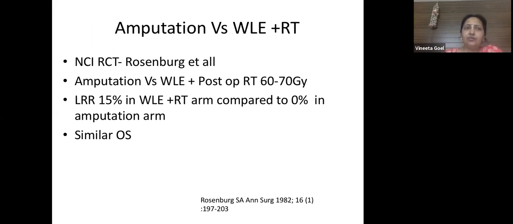Now, as a part of your postgraduate curriculum, you must remember this landmark practice changing paper, as I call it, which was published in 1982. This was an NCI randomized trial done by Rosenberg et al., where patients of soft tissue sarcoma were randomized to amputation versus wide local excision with postoperative radiation therapy. In this study, they showed that the local recurrence was higher in the arm receiving wide local excision and radiation therapy. It was about 15% versus 0% in the amputation arm, but the overall survival was same. So this trial of small number of patients changed the entire management of soft tissue sarcomas, and the management moved from amputation to wide local excision.